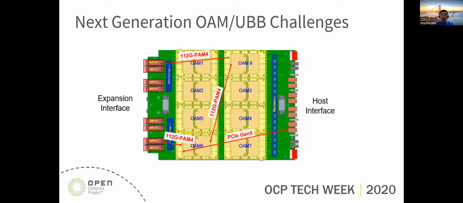Another thing is PCI Gen 5. Right now we only look at PCI Gen 5, but we are also going to look at PCI Gen 6, especially the connection from the host interface board to the OAM 6. That is a pretty long reach if you have a stacked UBB and HIB. So we are also looking into whether the retimer will be the right solution to solve the problem or not.